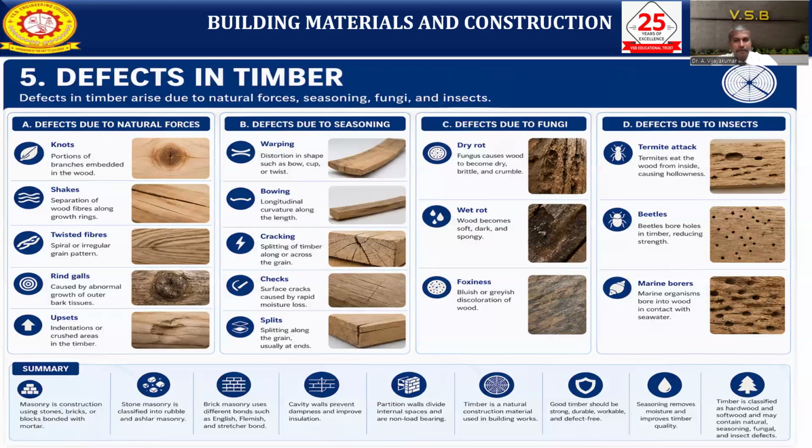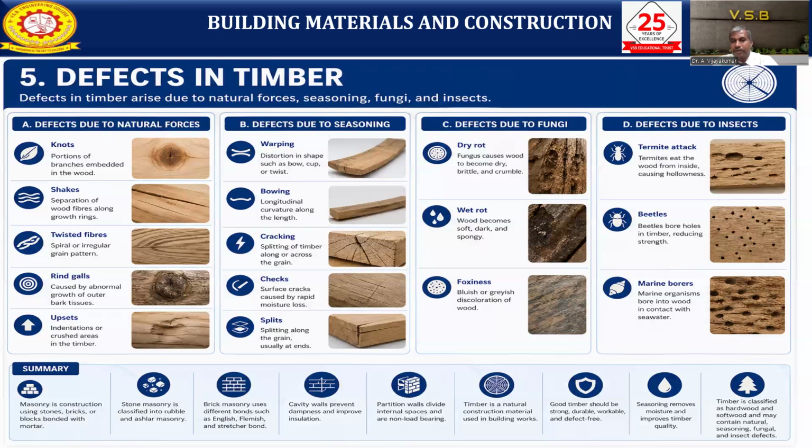Here we discussed elaborately masonry in construction, where stone, brick and concrete blocks are used. Then we discussed how stone masonry is classified into rubble masonry and ashlar masonry. Brick masonry uses different types of bonds, and we discussed English bond, Flemish bond, header bond and stretcher bond. Further, we discussed the cavity wall, which prevents dampness and improves insulation, and the partition walls also.